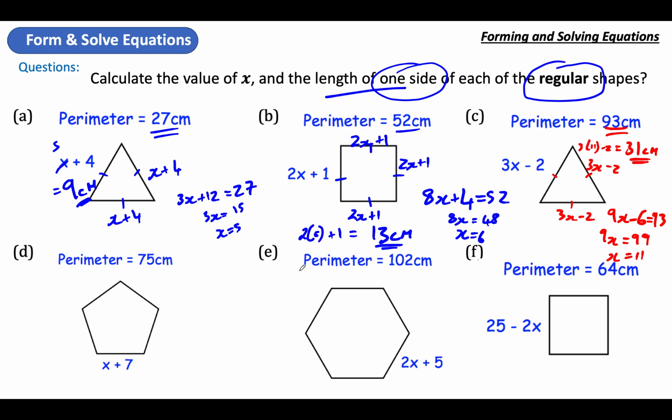Let's get rid of that pause button. Again, 5 sides, and they're all equal. They're all equal to x plus 7. I don't need to write them all out. 5 lots of x plus 7 is 5x plus 35. That's my perimeter. It's equal to 75. So add 35 to both sides to get 110. And then divide it by 5 is, I believe, 22.